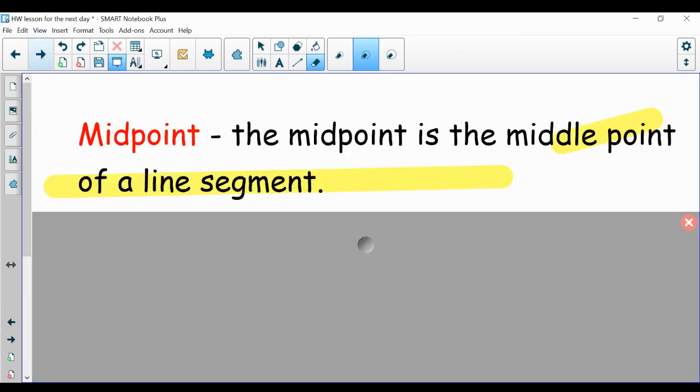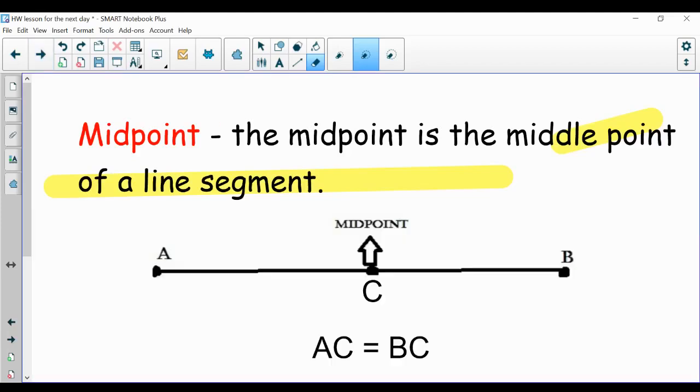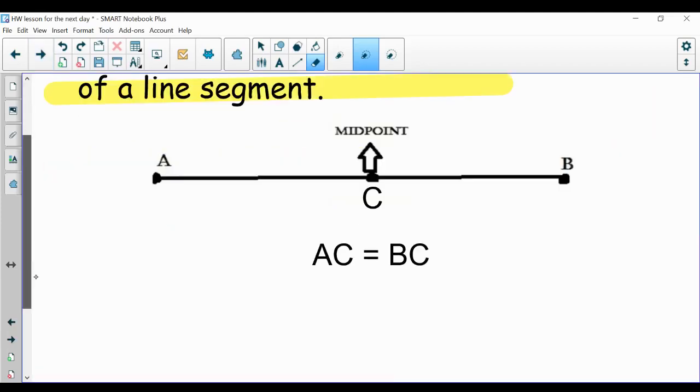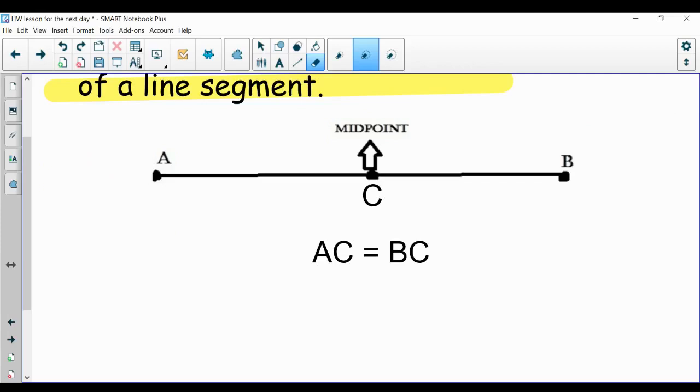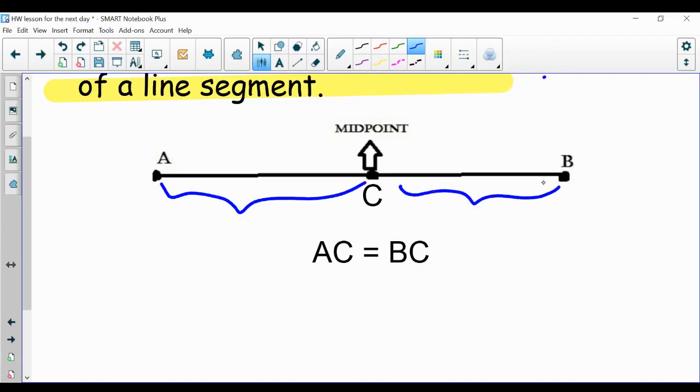The next one we have is midpoint. Midpoint is the middle point of the line segment. I keep saying that. Well, how do we know it is the middle point? C is our midpoint. So here we have to separate the same distance. The distance of AC must be equal to the distance of BC. So AC and BC must be equal in order to say that C is the midpoint.